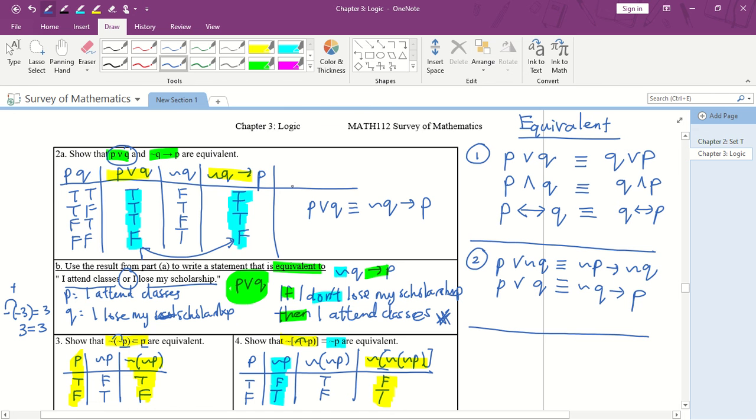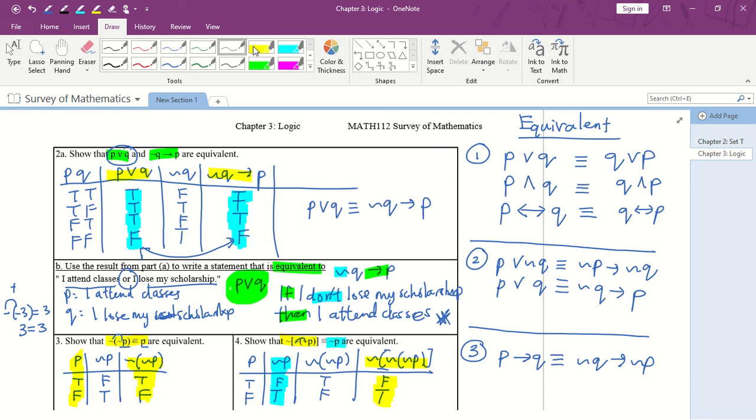We learned about the first one, second one, and I would like to add the third one: P to Q is equivalent to negation Q to negation P. And one thing I want you to realize is here. Just now we added from question 2a, we added that here, negation Q to P.